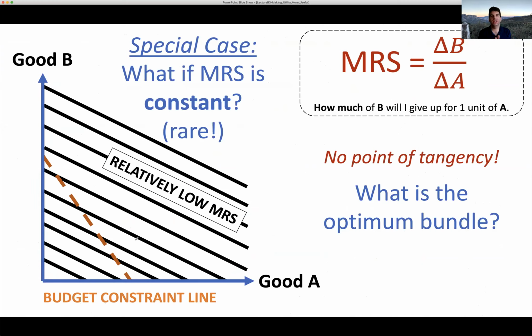All right, so let's stretch our minds just a little bit more. Those cases were for diminishing marginal returns. Now, there are certain types of goods that don't have diminishing marginal returns. They might have constant marginal rate of substitutions. So this rare case might be that regardless of how much you own of A or B, you always value them relatively the same.